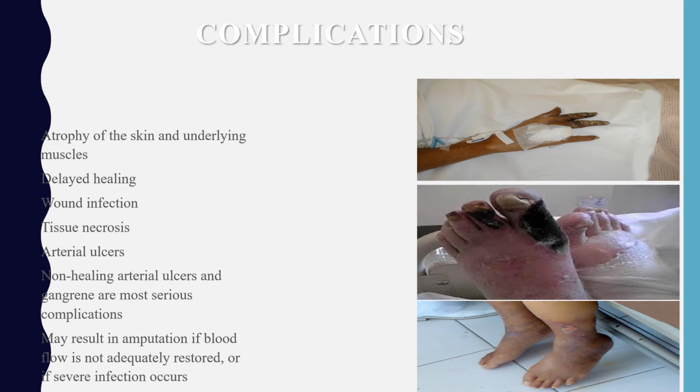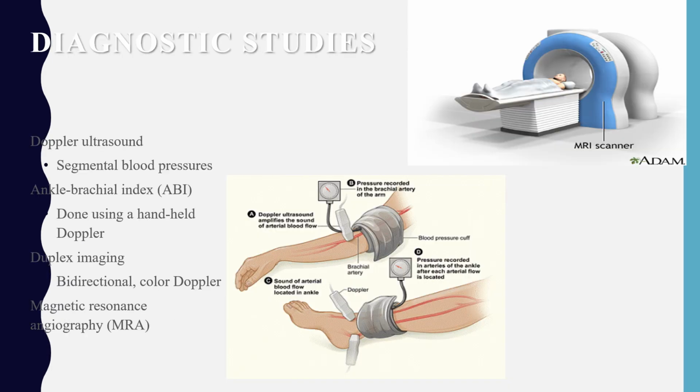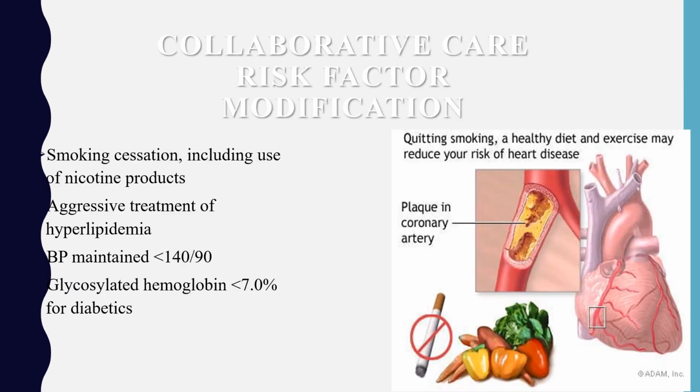Some complications, ulcers and skin necrosis can happen. I've unfortunately had to assist in removing limbs and digits because of this. So if the patient does ignore it, they can lose limbs and digits. Different diagnostic tests, and they're pretty much all ultrasounds, okay? Doppler ultrasound, duplex imaging, handheld Doppler, it's all Dopplers, okay? Just all different types of Dopplers.